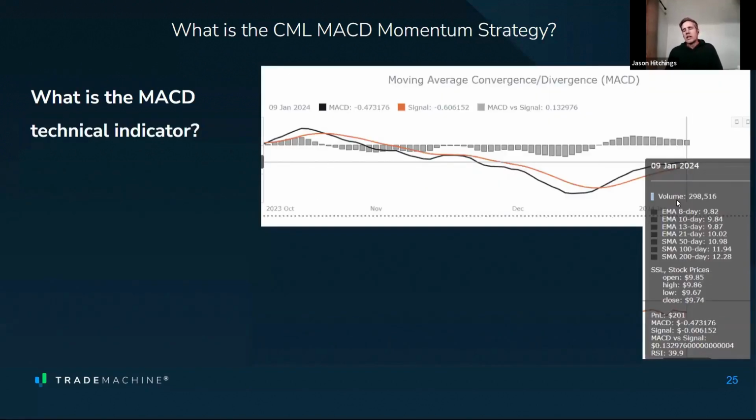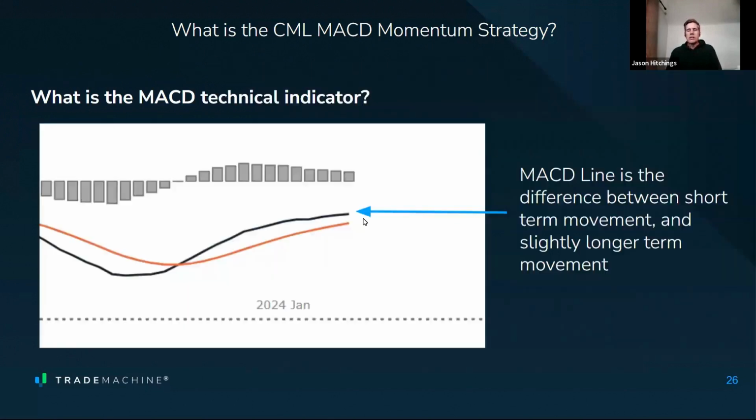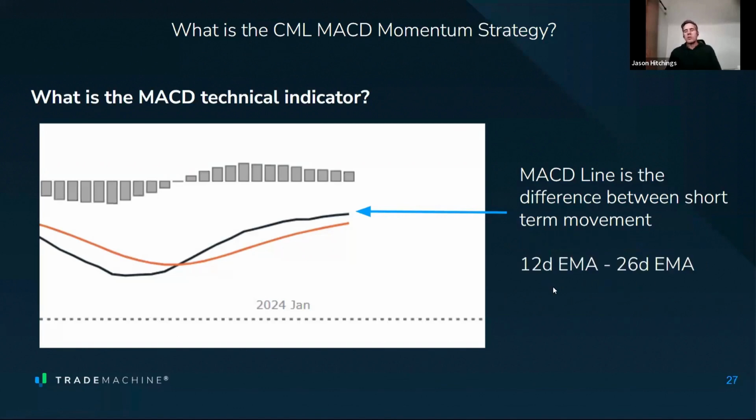Okay, so if you hover on the very last one, you can see all the details, or generally it shows most of the stuff along the top as well. The black line here is the MACD. What the MACD is, it's the difference between a shorter term moving average and a slightly longer term moving average. In our case, we look at the last 12 days of movement, and we subtract from that the last 26 days of movement. So when the value is negative, it means that the stock price for the last 12 days is below the average stock price of the last 26 days. So the 12-day average is below the 26-day average.